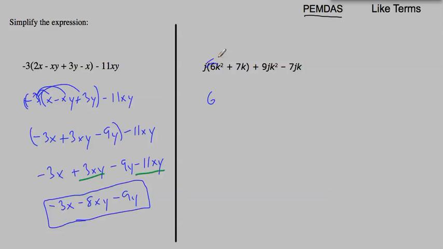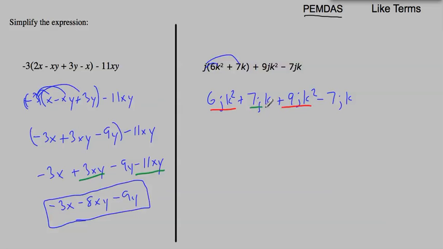I get 6jk squared plus 7jk. On the outside I have plus 9jk squared minus 7jk. And my next steps, all I'm going to do is start to combine like terms. Many operations, many ways to do this. Some people will box them, some people will square them, some people use different colors. I'll use different colors. I have jk squared here, and I have jk squared here.